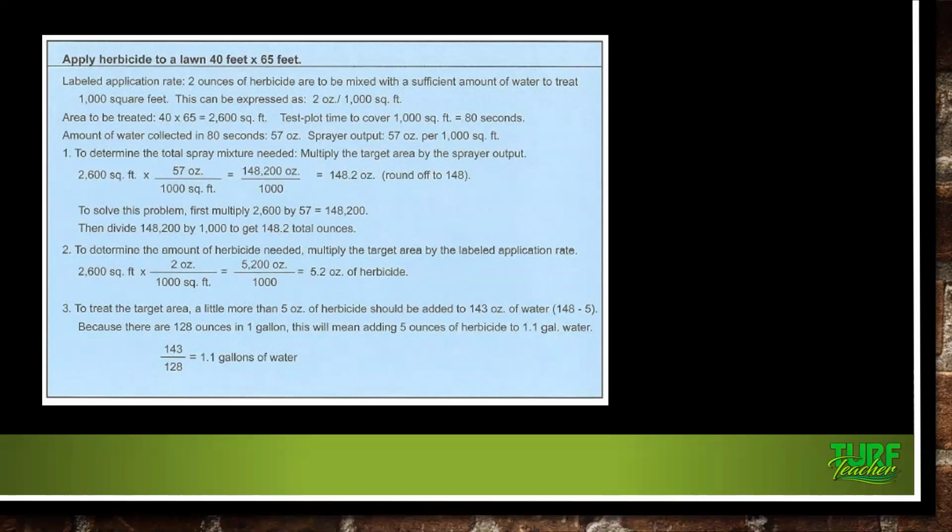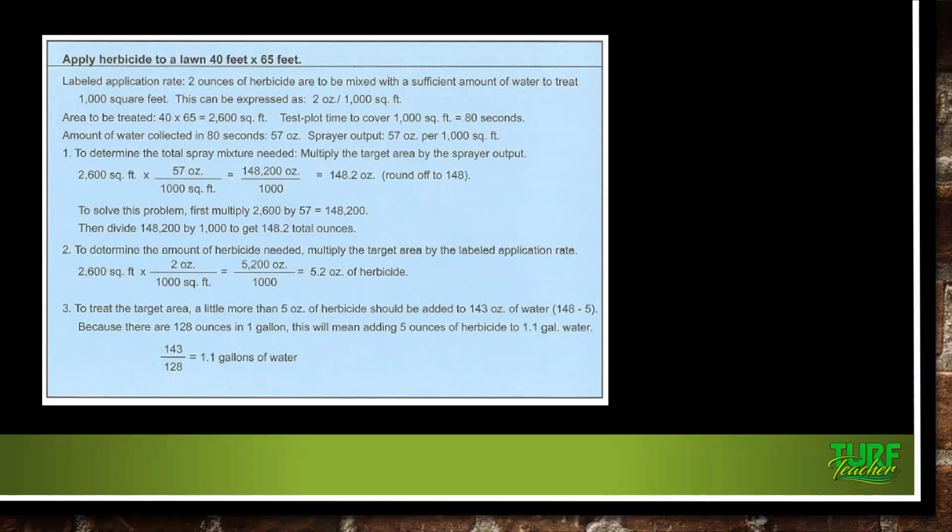Our total spray mixture, we would multiply the target area by the sprayer output. So 2,600 square feet times the 57 ounces per 1,000 square feet is going to give us 148.2 ounces. We'll round down anytime we're talking about pesticides to 148. And that's the 148,200 ounces divided by 1,000. Well, let's repeat what we just did.